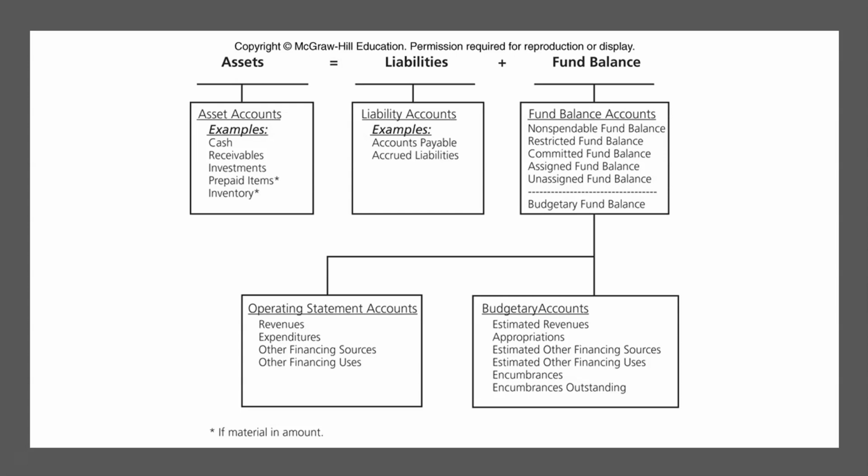And again, don't get the terminology confused. Expense and expenditure, two different things. Expense applies to the government-wide statements, it's full accrual, and it applies to the funds that are not governmental in nature. And so it is the proprietary funds, which is your internal service fund and your enterprise funds, and then to the fiduciary funds.